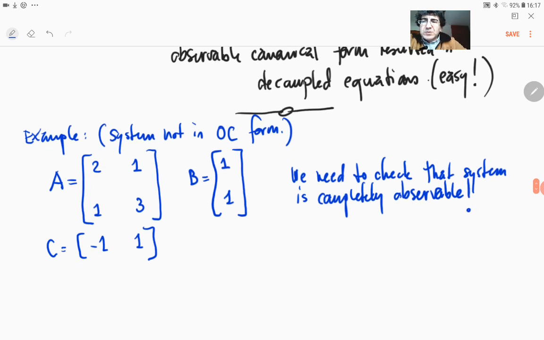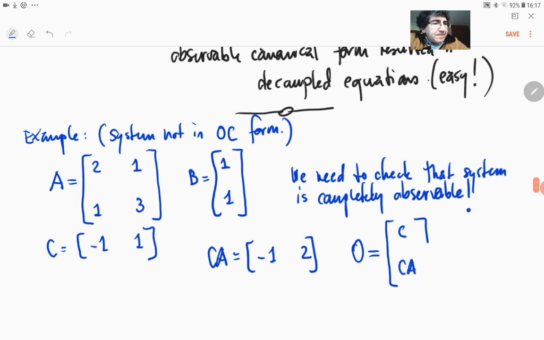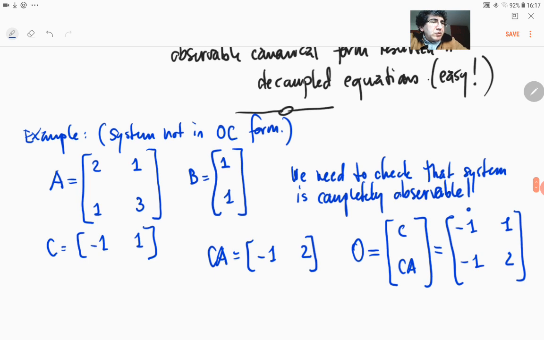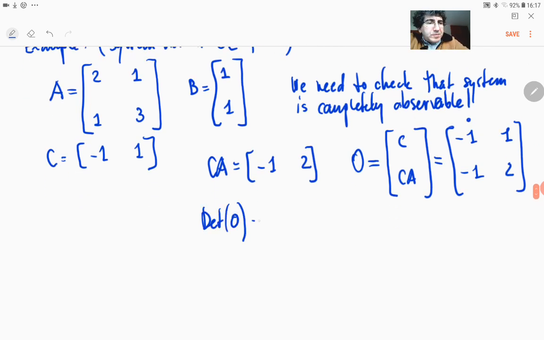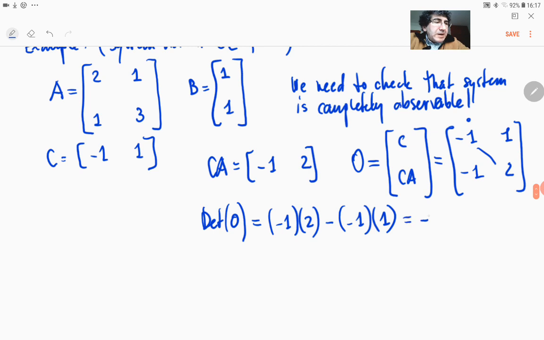Okay, so let's take a look at what we have. So we have C times A given by minus 1 and 2, if you do that multiplication. Observability matrix is C and CA. That gives me minus 1 and 1 and minus 1 and 2. So determinant of the observability matrix is given by minus 1 times 2, which makes minus 2, minus minus 1 times 1. So this is equal to minus 2 plus 1 equals minus 1, and that is different from 0, so that is a non-singular matrix, so we have a system that is completely observable.